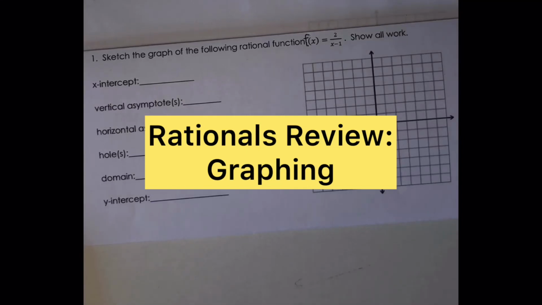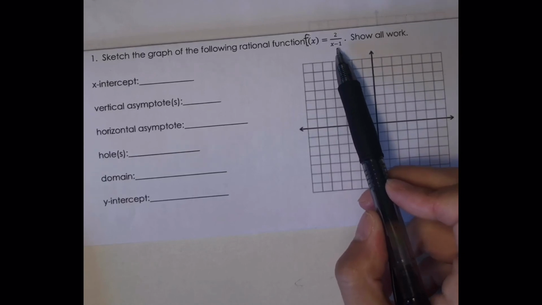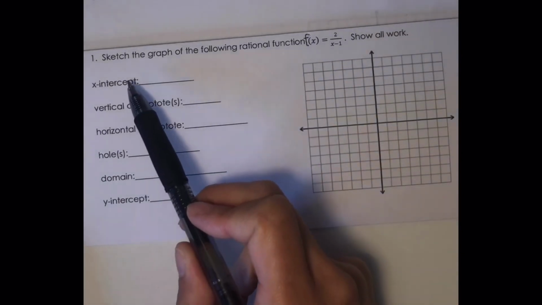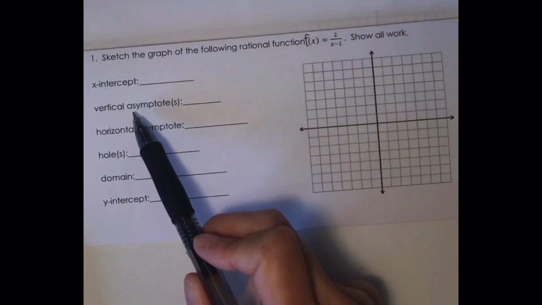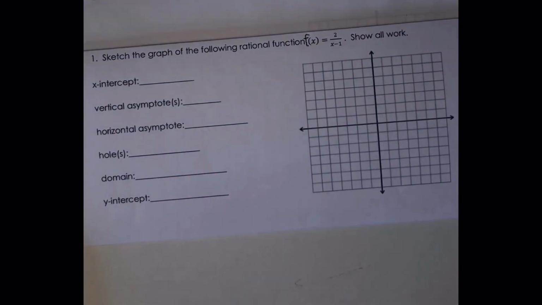All right, I'm working a review on rationals. This section is graphing. It asks us to graph f of x equals 2 over x minus 1 by using the x-intercept, the vertical asymptote, horizontal asymptote, any holes, domain, and the y-intercept.